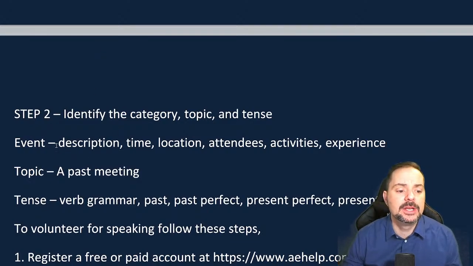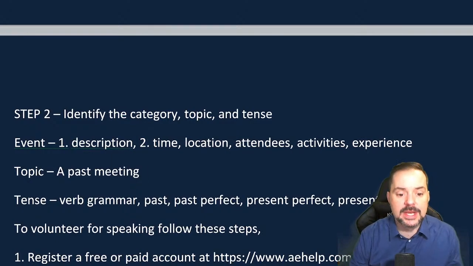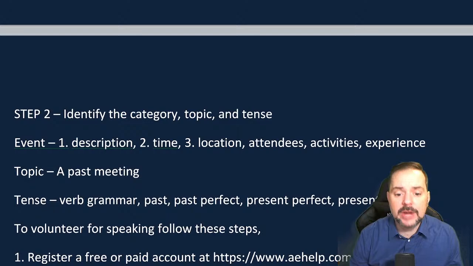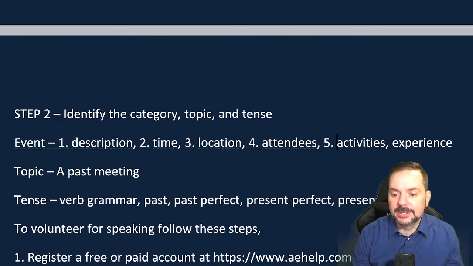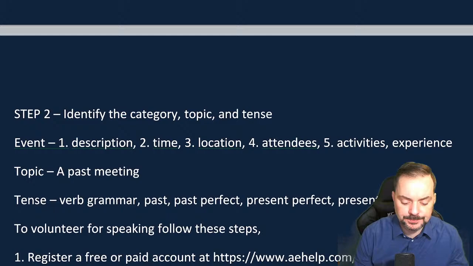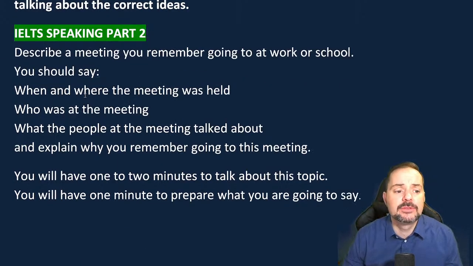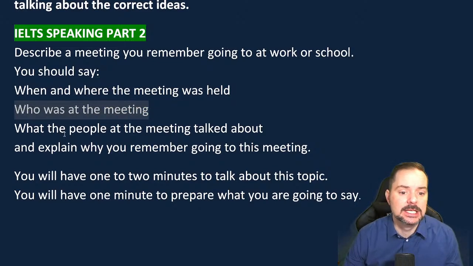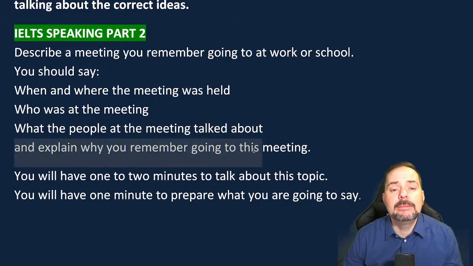And you should talk about it in this way. First, explain what it is. Then explain when it happened. Next, explain where it happened. Of course, we need to know who was there, and what everybody did. And then how did you feel about it? If you think about these, you basically have a very similar concept in the cue card here. When and where, so time and location. Who was at the meeting? That's the attendees. What people at the meeting talked about, that's the activities. Why you remember it, that's your experience.